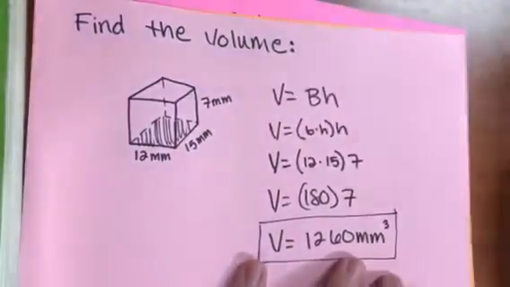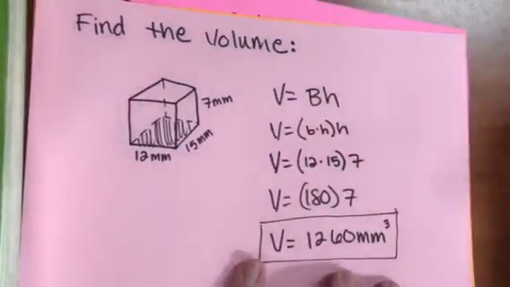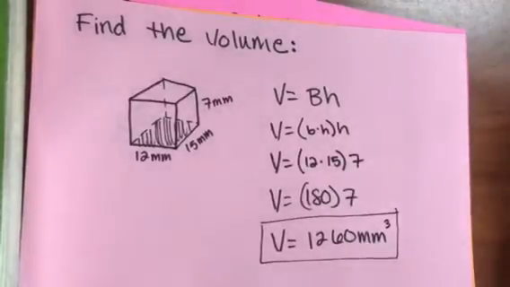This H, me and Miss Green always say this should be a capital H because it's the height of your prism. There's nothing we can do about it, but that's in our mind. That's a big B and a big H.